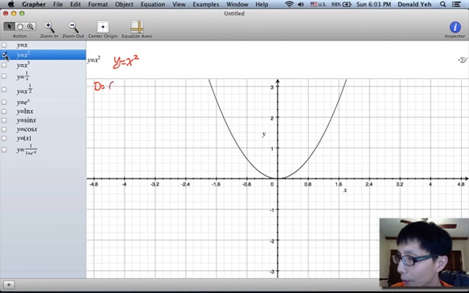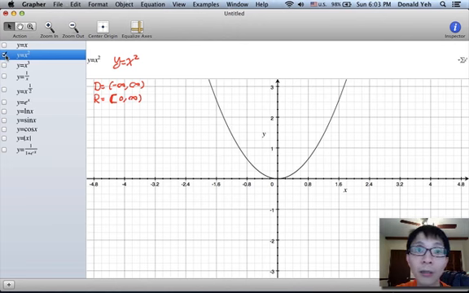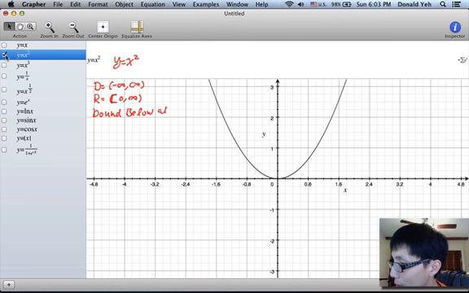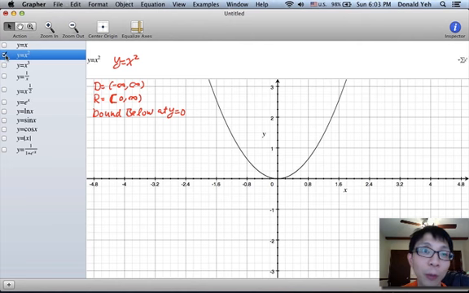Domain, it can be all real numbers because it doesn't have any type of restriction, as you can see from the graph. And the range, this one has a restriction, and the range is going to be looking like this. You should be able to tell from the graph. And this is from 0 to infinity. Now, you're going to tell me it is bounded below at y equals 0, because there's nothing underneath, and you can tell by the domain and range also.